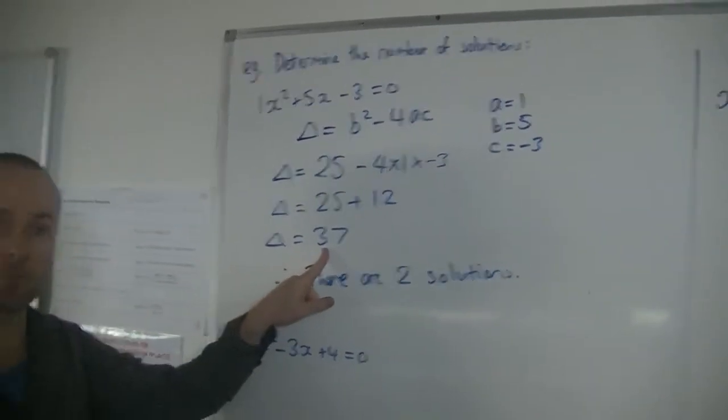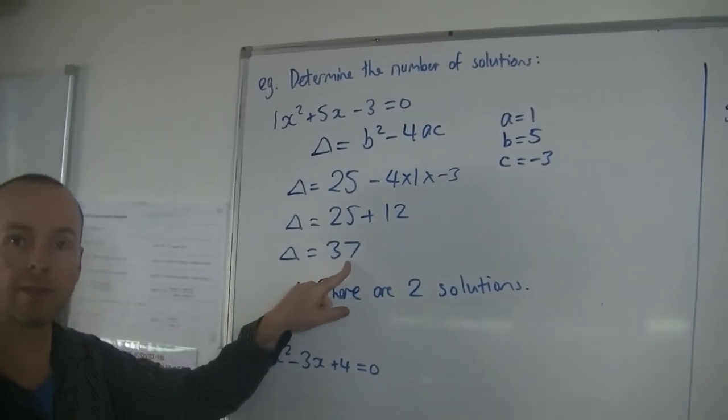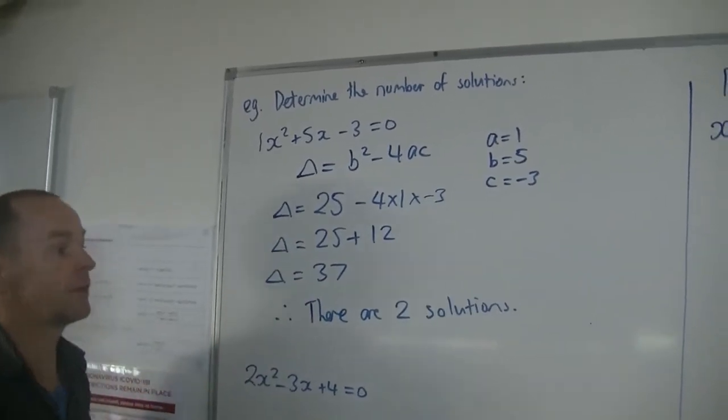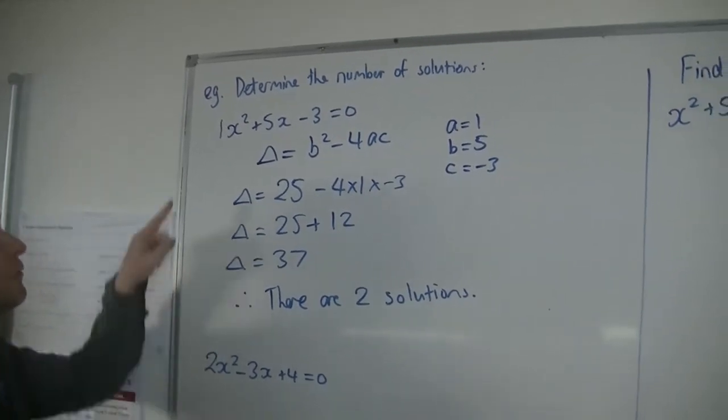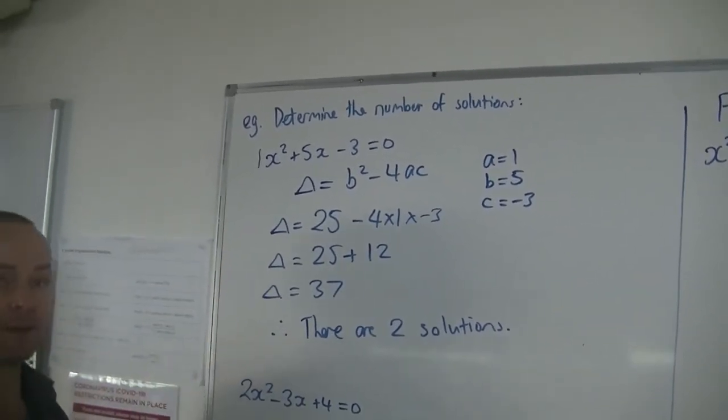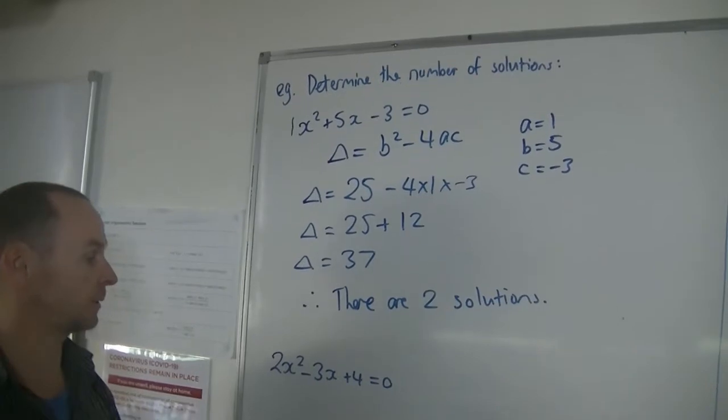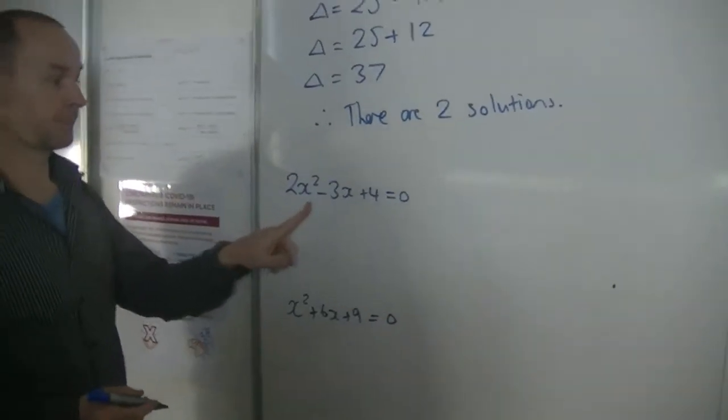Because the discriminant is a positive value. Doesn't matter what it is, as long as it's a positive value, you know there are 2 solutions. It didn't ask for those solutions, it just said how many are there. So you stop there, you've answered the question. So let's go to the next one.